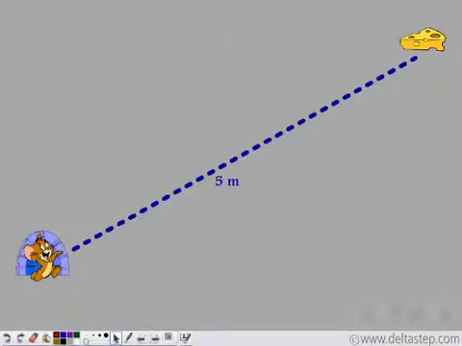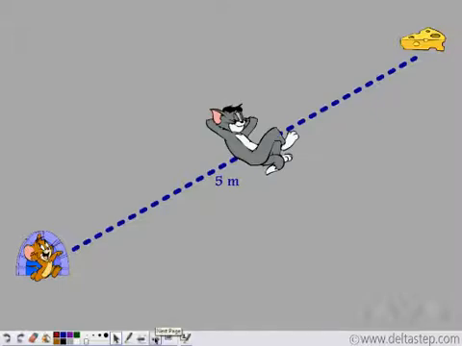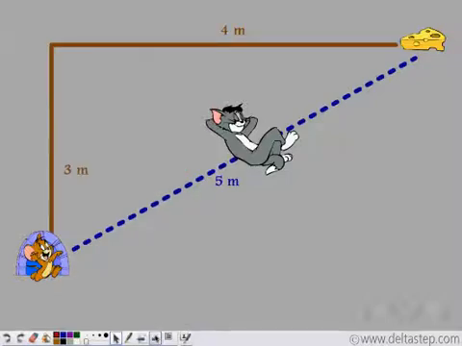We know that Jerry loves cheese. He saw this lump of cheese and decided to go towards it from this path, which is 5 meters long. But then he saw Tom sleeping on this path and he was unable to take this path. So what did he do? He took this path, which is 3 meters plus 4 meters long.